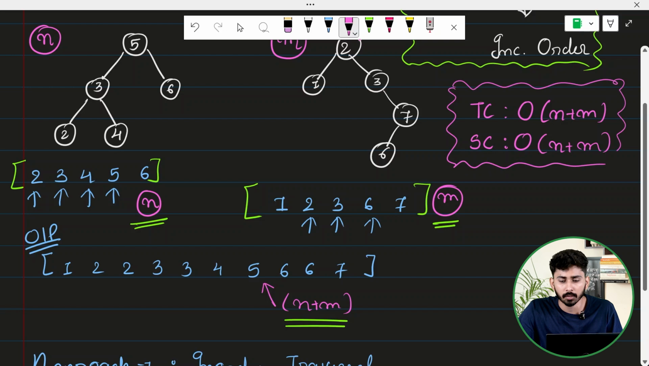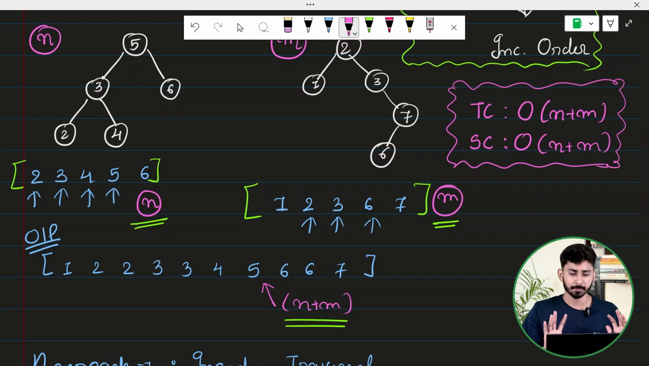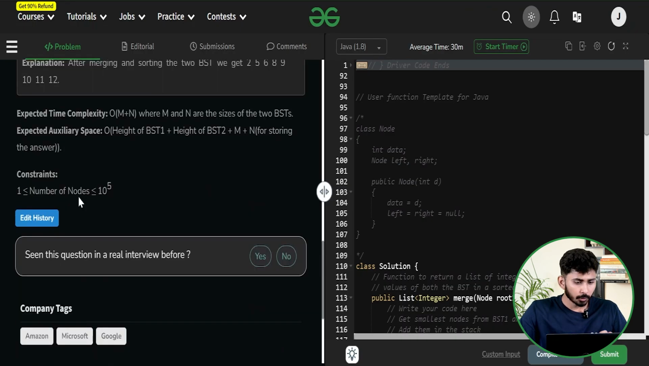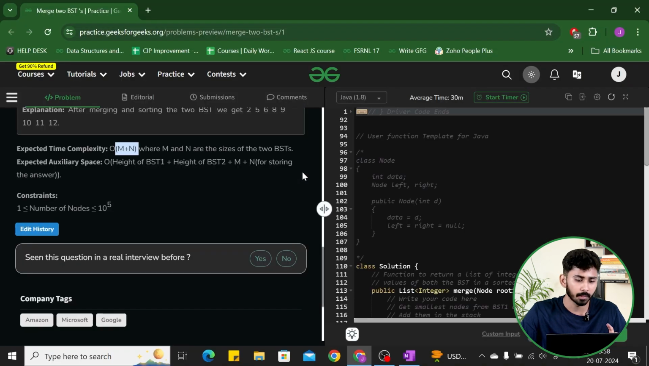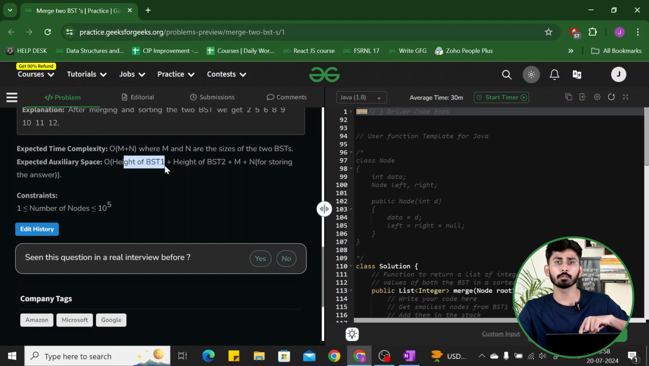We are going to use the in-order traversal approach and the merge two sorted arrays algorithm. Now let's see what the question is expecting as our time and space complexity. Here, the expected time complexity is order of n plus m. So the time complexity of approach 1 works perfectly fine. But what about the space complexity? Here it is saying the expected space is height of BST1 plus height of BST2.